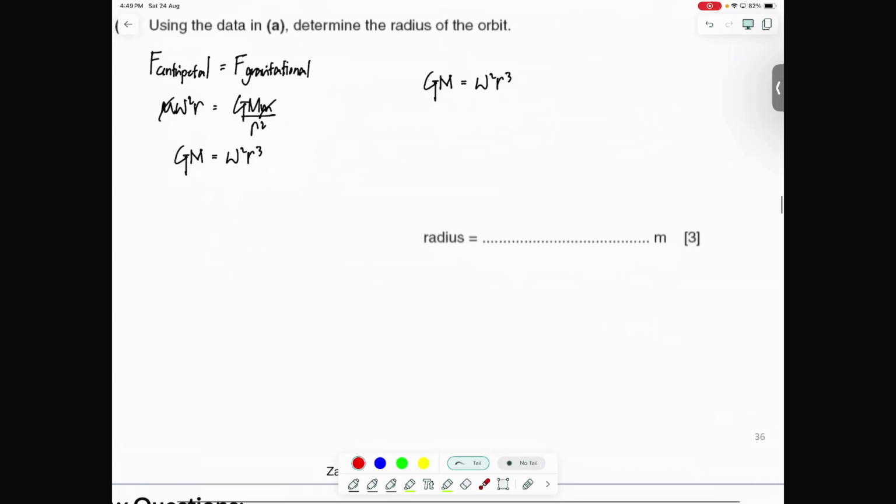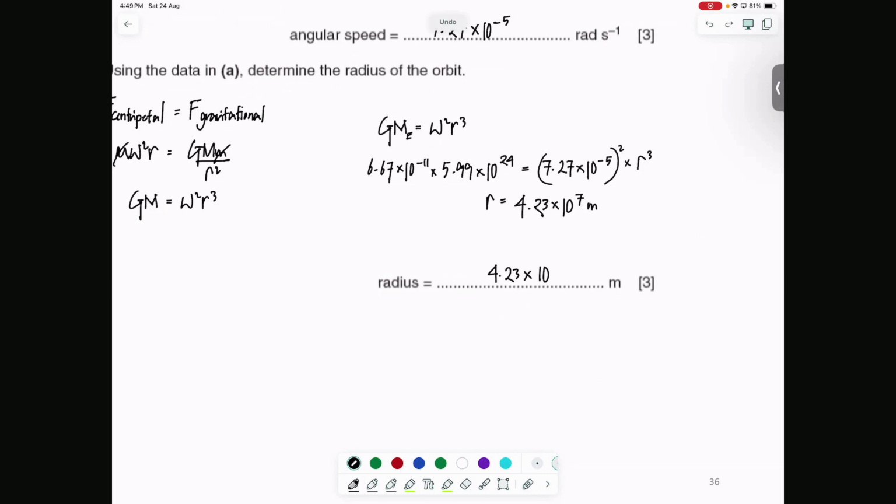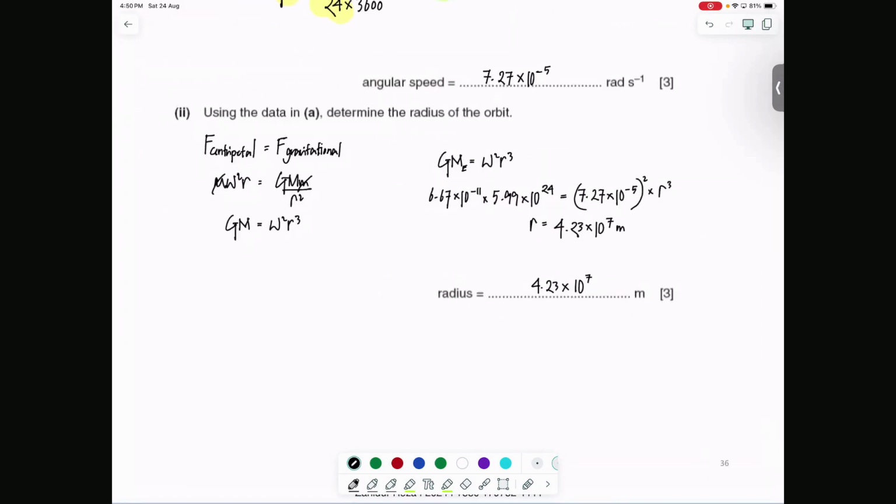So once you derive it, you might find there's an intermediate step that's helpful for you. So what is G? 6.67 into 10 to the power minus 11 into the mass of Earth, 5.99 into 10 to the power 24, equals, now I can use my omega here, omega squared, 7.27 into 10 to the power minus 5 squared, into r cubed. That's the radius of the satellite cubed. From here, you'll get the value of r. You got how much? 4 into 10 to the power 7. Is that okay? So that's how you do this question.